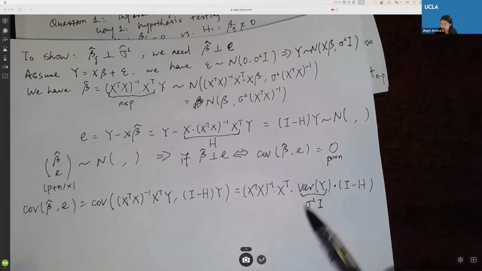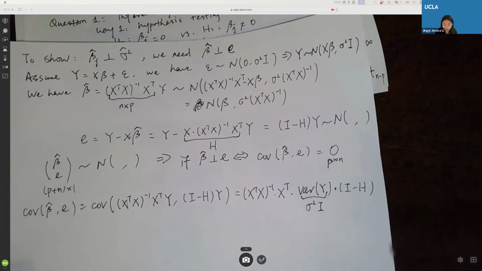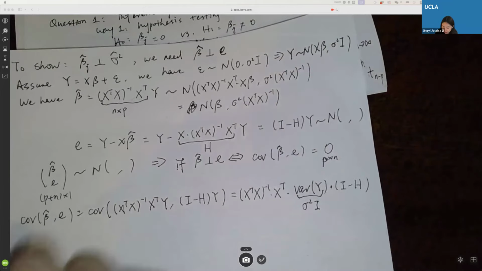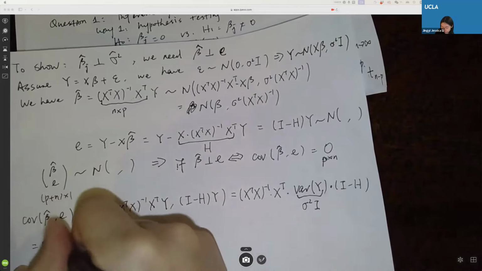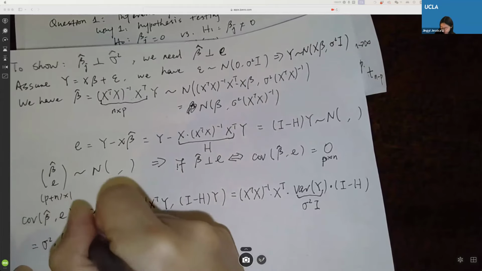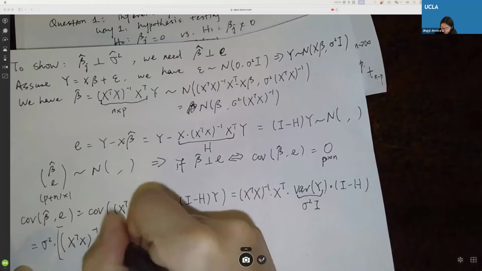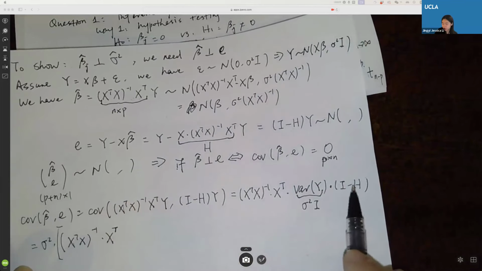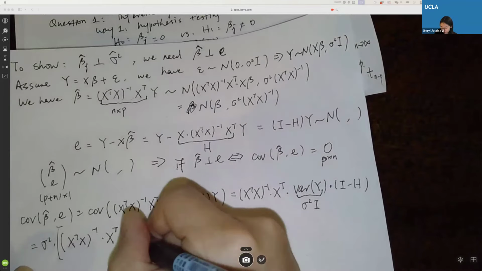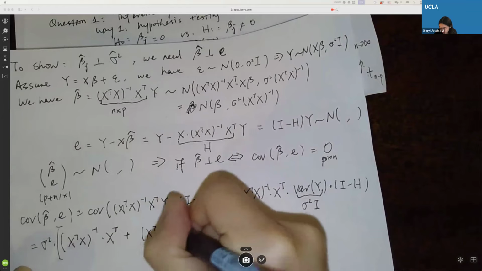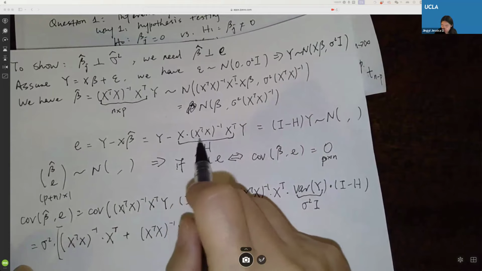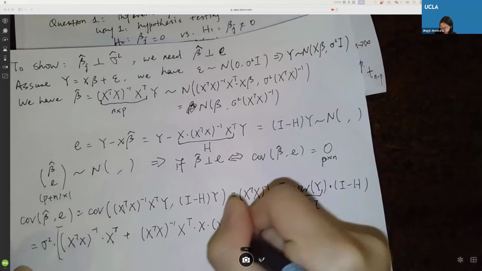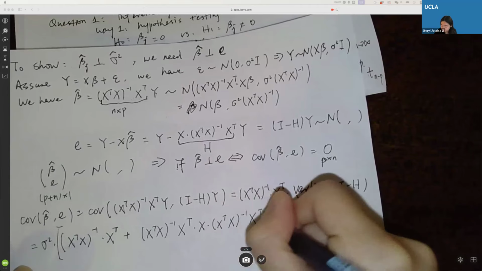Now, the variance covariance matrix of Y is simple: it's just sigma squared times I. So we basically just have a scalar. We move it forward, and we have sigma square times this whole thing: X transpose X inverse X transpose. I'll open up this multiplication: times I, which I just keep as is, plus X transpose X inverse X transpose times H. And then I'll put H back. This is H, that is X times X transpose X inverse X transpose.